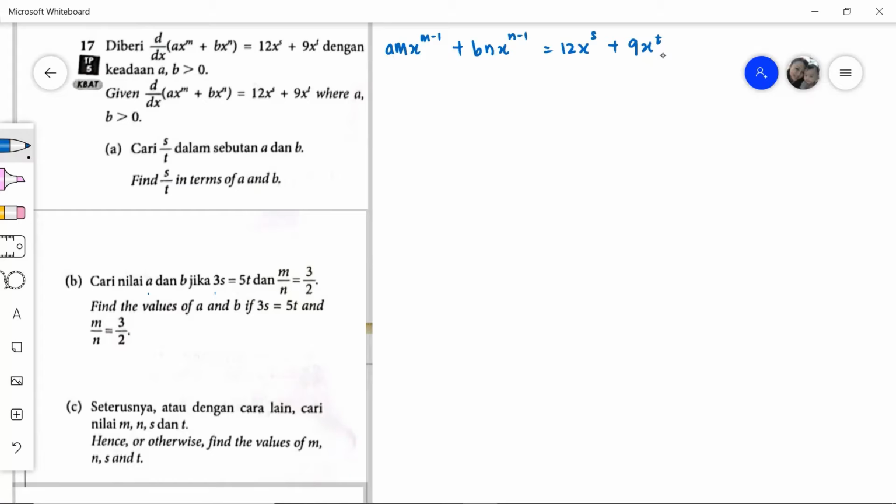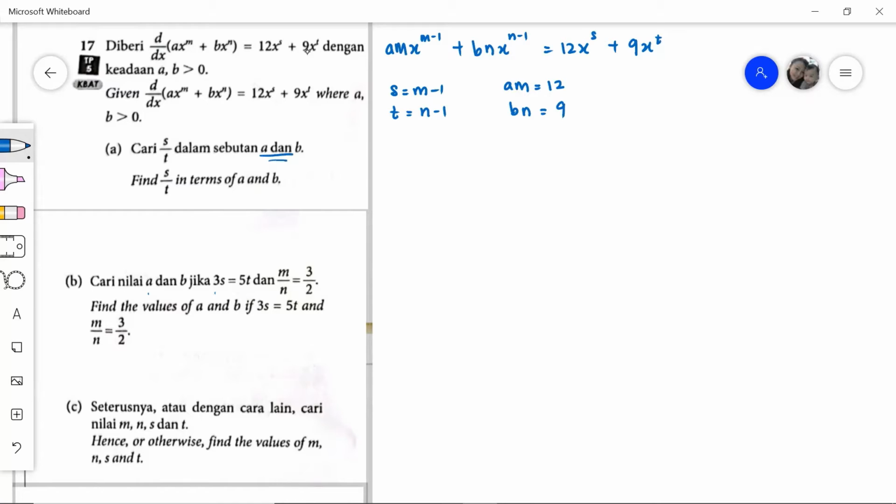Okay, so now we compare the index. s equals m minus 1 and t is equivalent to n minus 1. And now we compare the coefficients. So we know that am equals 12 and bn equals 9. All right, so part a, we are supposed to find s over t in terms of a and b.